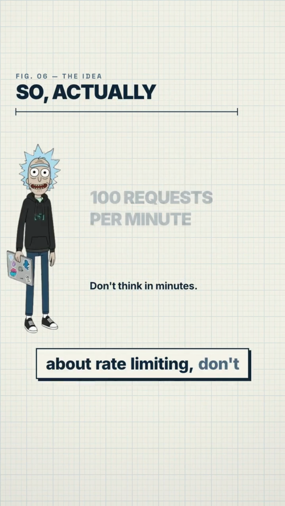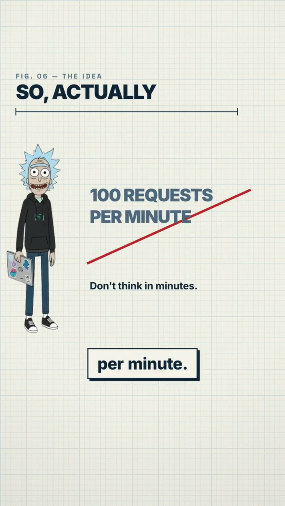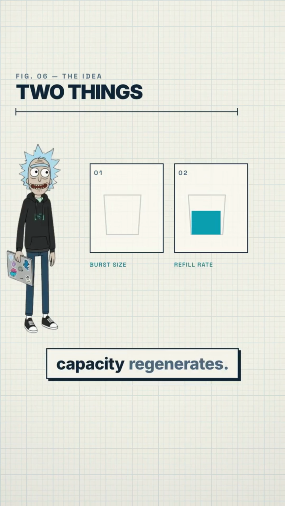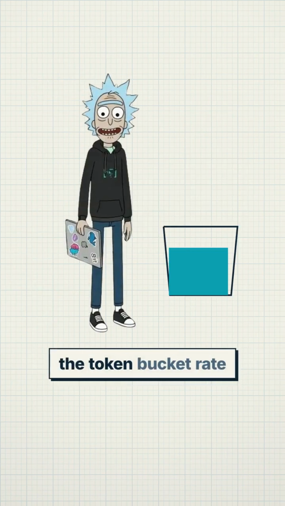So when you think about rate limiting, don't just think 100 requests per minute. Think about 2 separate things: how large a burst you allow, and how quickly that capacity regenerates. That's the idea behind the token bucket rate limiter.